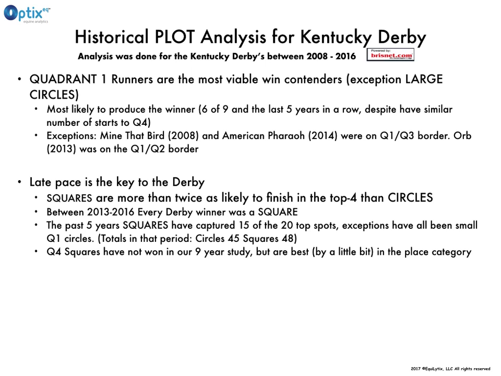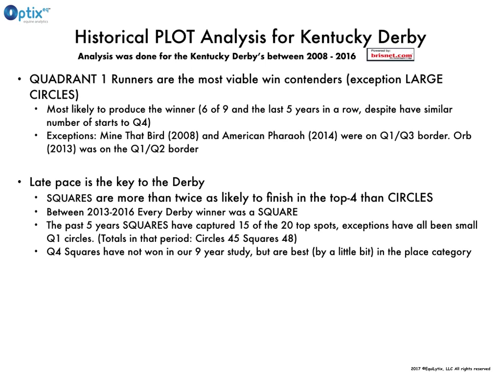Between 2013 and 2016, every Derby winner was a square. The past 5 years, squares have captured 15 of the top 20 spots. So they were 15 times in the Super versus only 5 for circles. And the exceptions are the circles. They were all small circles in Quadrant 1. So they're all horses that had early pace, put themselves in the race, and kind of hung around.